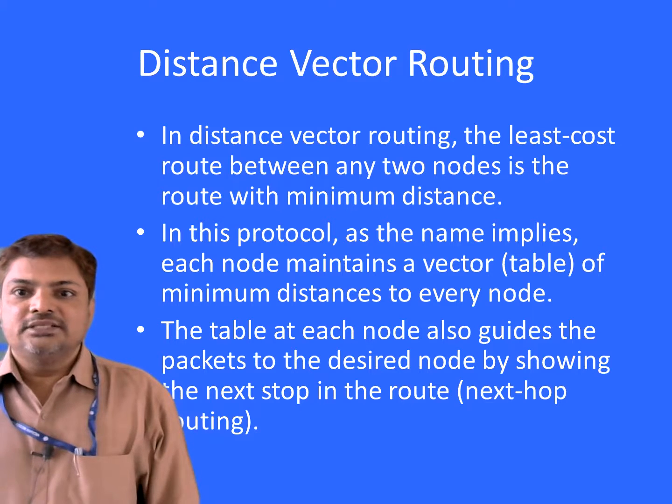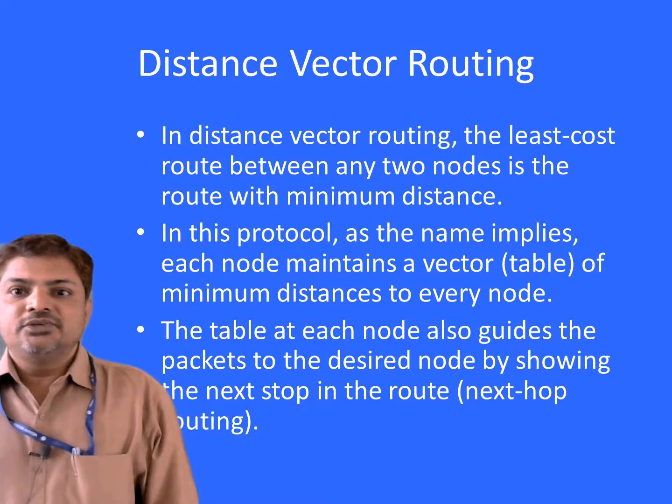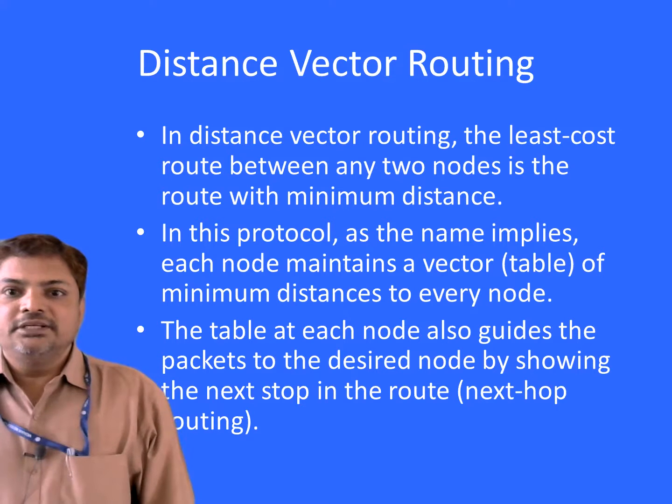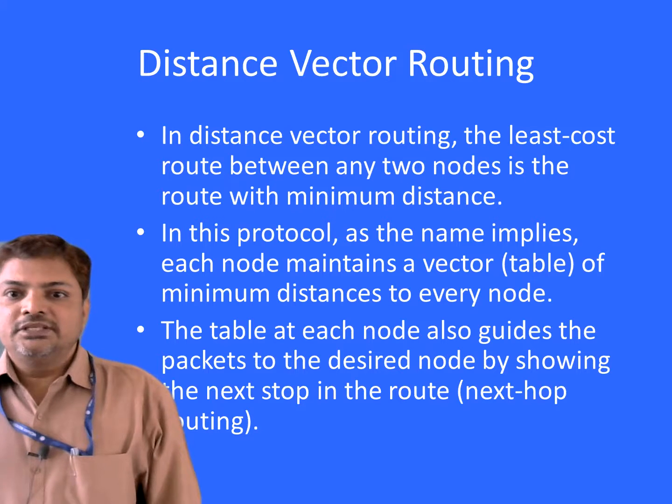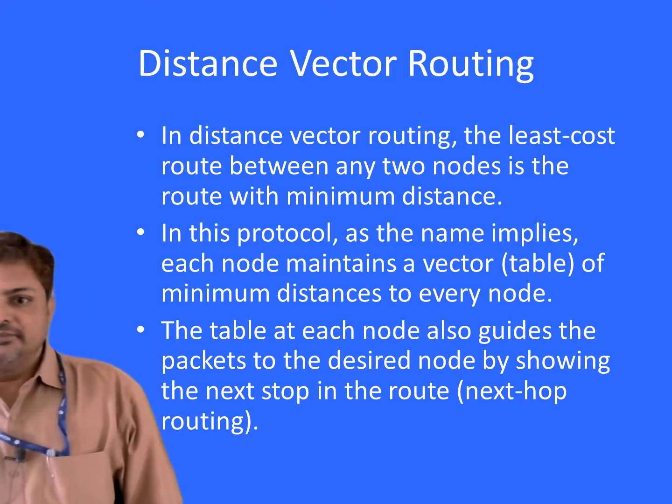In this protocol, as the name implies, each node maintains a vector of minimum distance to every node. The table at each node also guides the packet to the desired node by showing the next stop in the route, next hop routing.